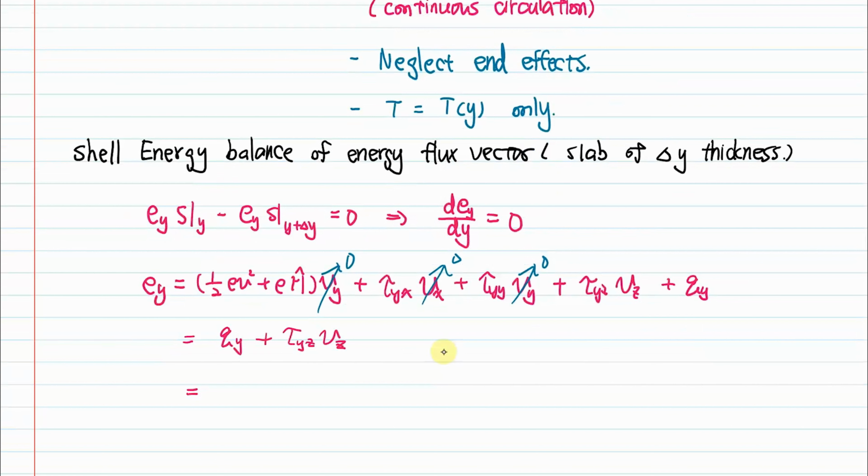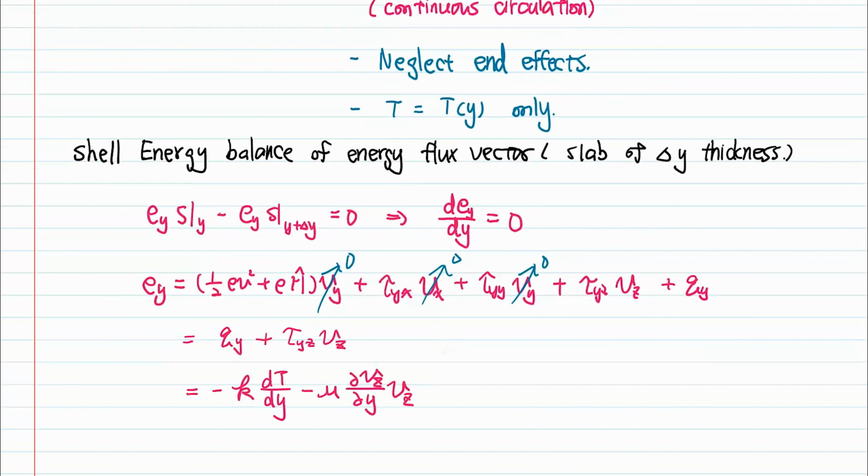So finally, we are left with e_y equal to q_y plus tau_yz times Vz, and this equals negative k dT/dy minus mu times partial Vz partial y times Vz.